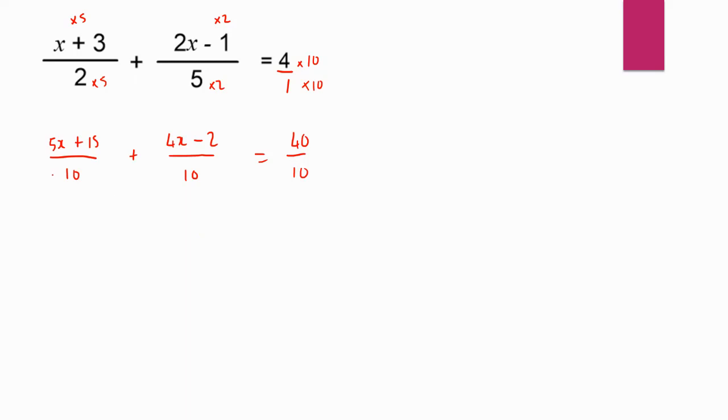Now we know all the fractions are out of 10. All we effectively do is add the two numerators to give the answer 40. So here now, we can remove the denominators. We can remove the fraction part of it, and we can rewrite the question. So without the fractions, it's 5x add 15 plus 4x take away 2 equals 40.